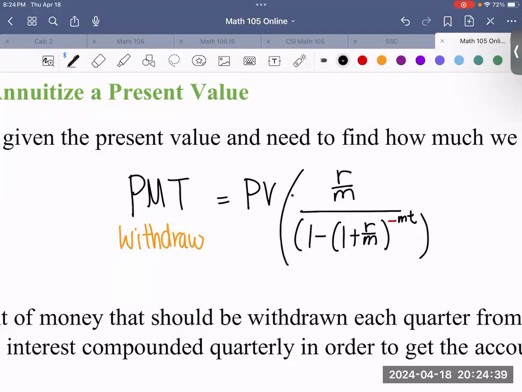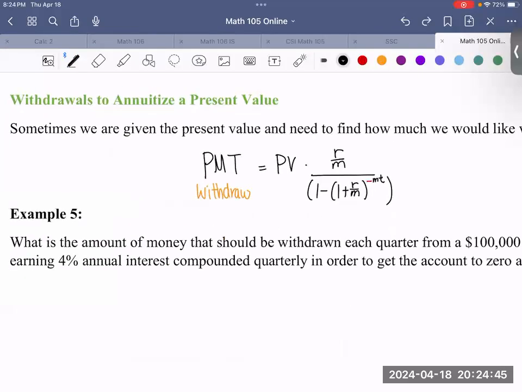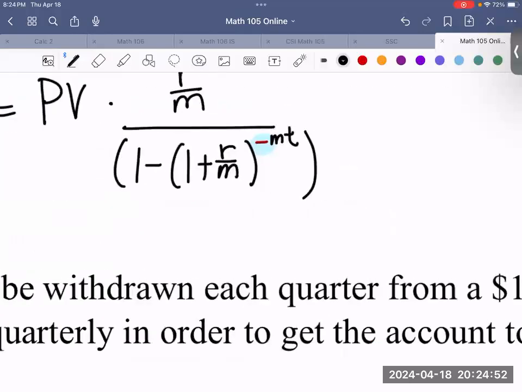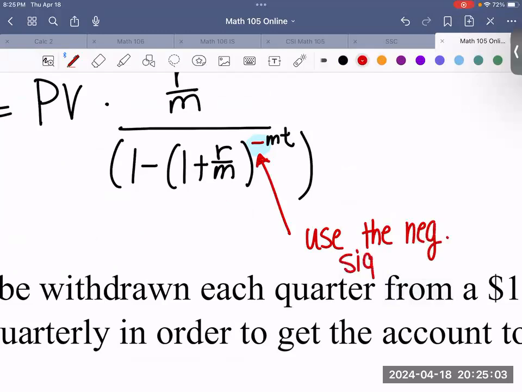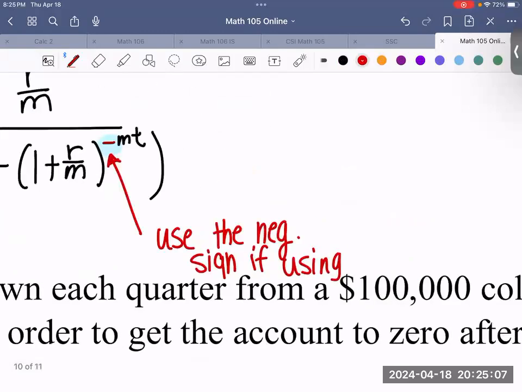Again, you can do a bigger parentheses around here. It won't make a huge difference though in some of these problems. Just be careful with this negative sign. Use the negative sign with using the TI-84.